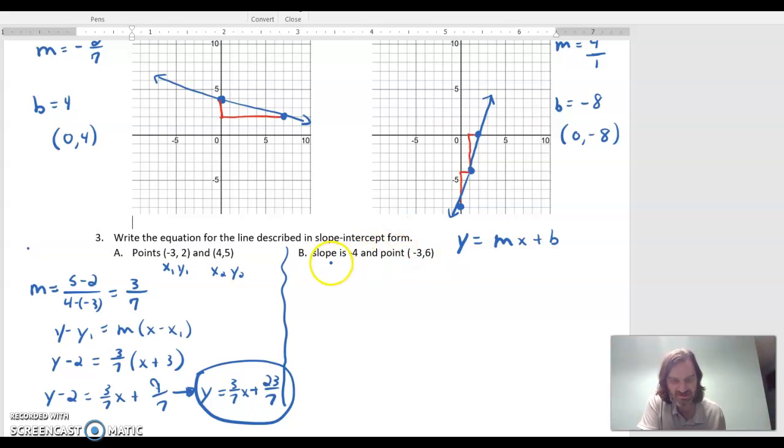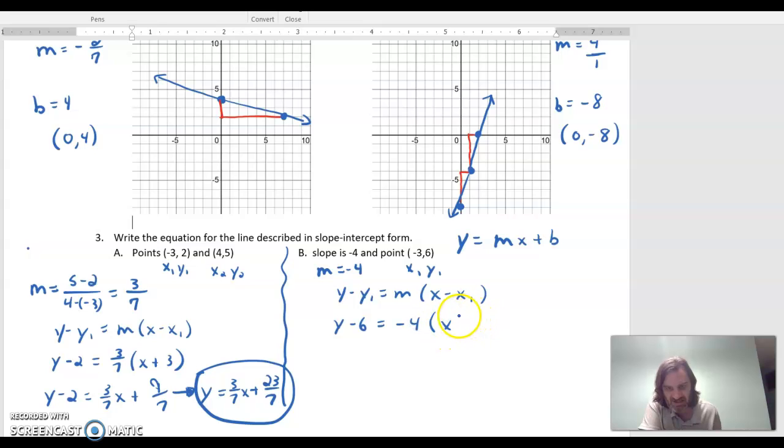Alright, the second one, the description is we've got slope is -4. That's m equals -4. And we've got the point -3, 6. So that's x1, y1, -3, 6. So we've got everything we need. We've got a slope and we've got a point. So we'll drop things into our y minus y1 equals m times x minus x1. So y minus 6 equals -4 times x minus -3.